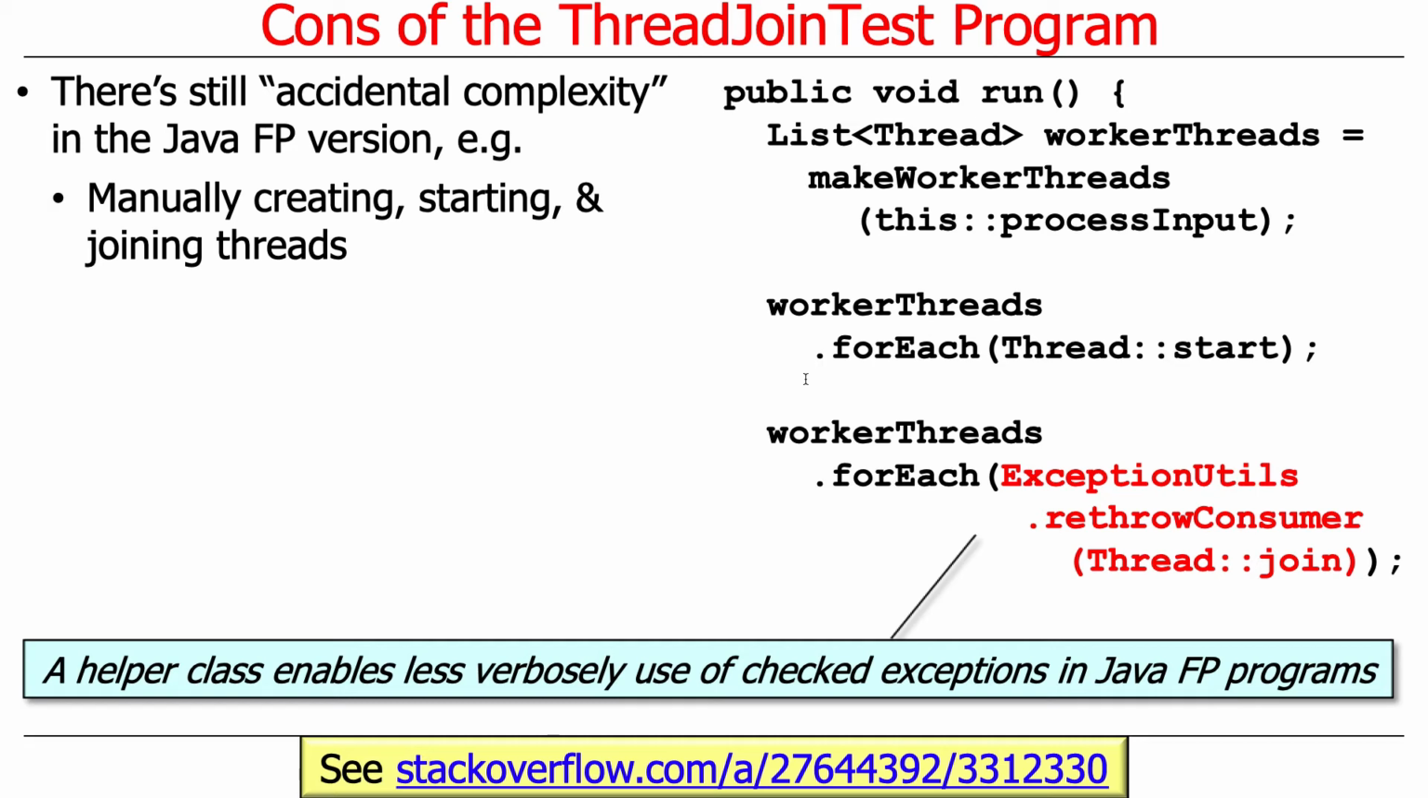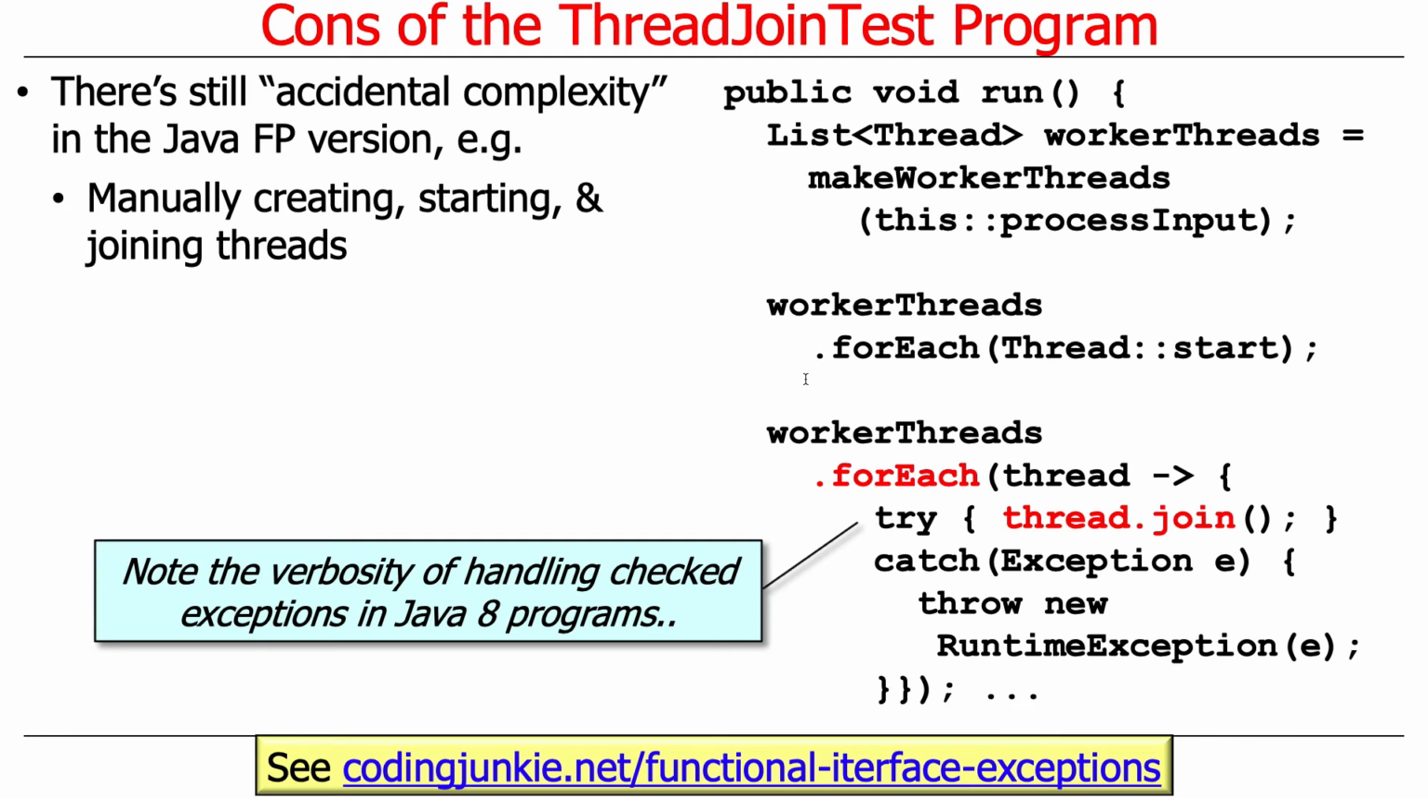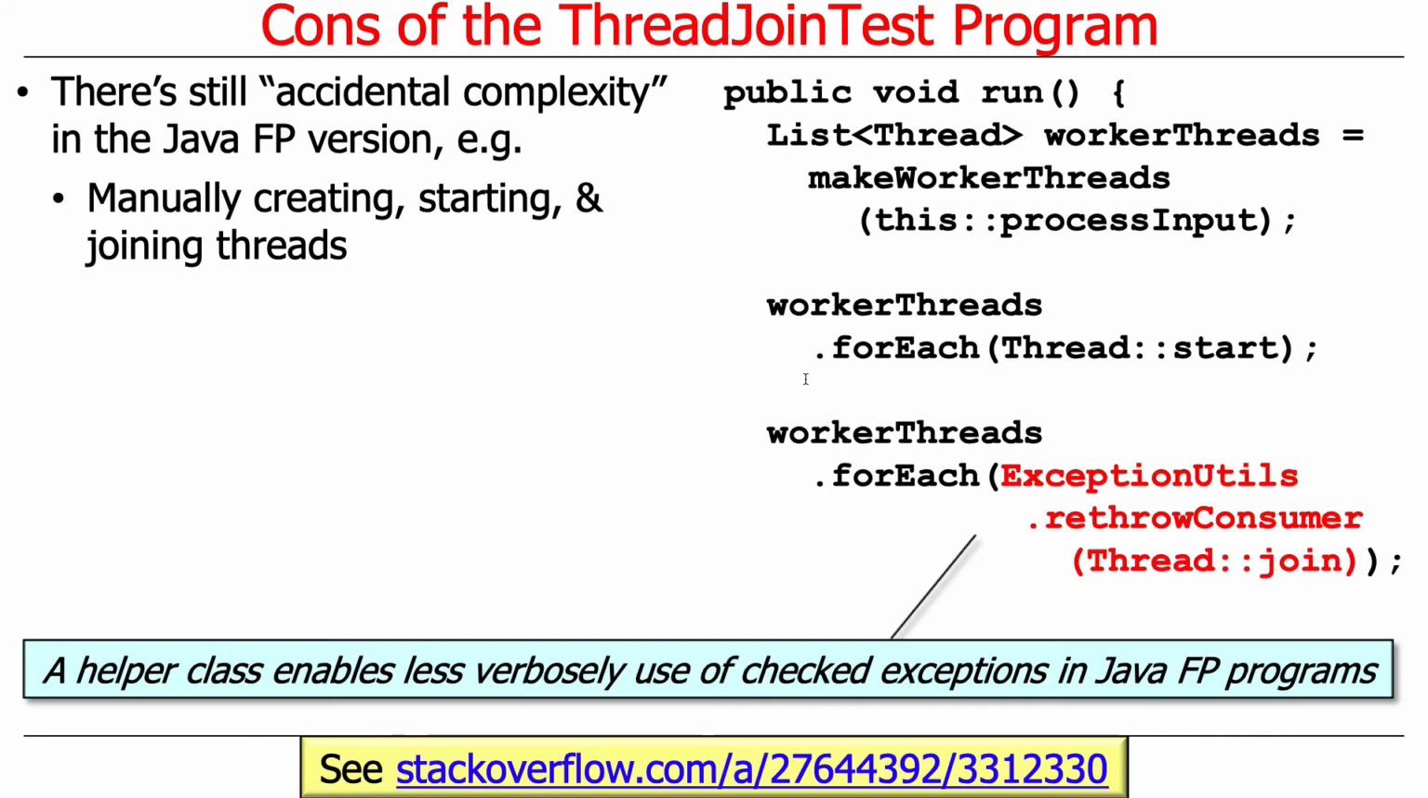And you can do some cool things. You can replace this code here with code that looks like this, where you say, I'm going to convert the thread join method into a consumer, which will serve as an adapter, and the rethrow consumer adapter method takes a method reference that throws an exception, and it converts it into a runtime exception.